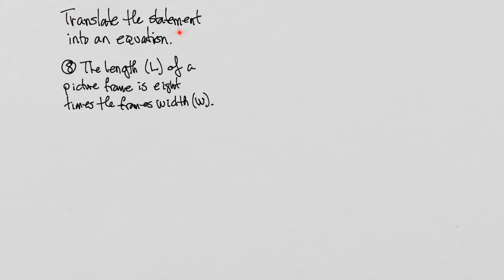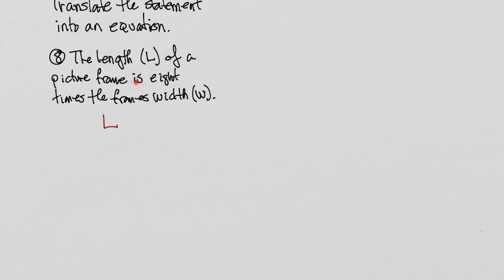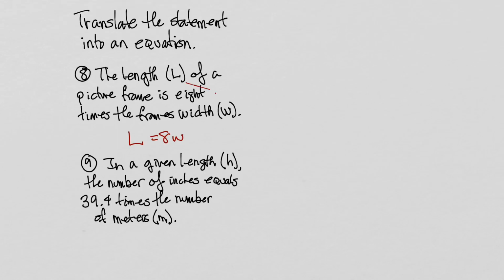Now, here's what we want to do. We're going to start translating English statements into mathematical symbolic statements. And oftentimes, most often, all you have to do is read it and then write what you read. So what we'll have here is this. The length, all right, now that's L, so let's write the L. The length of a picture frame is, all right, now is an equal sign. And then we come to this. 8 times the width. So 8 times the width, well, the width is W, so 8 times the width is going to be 8W.